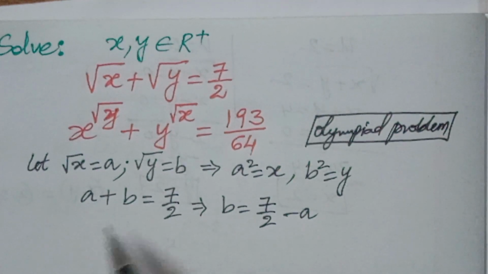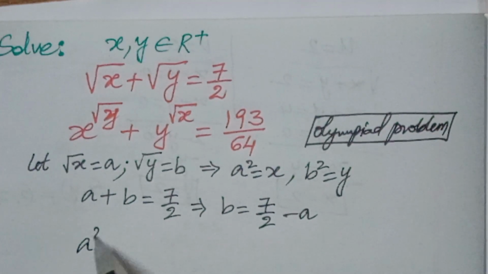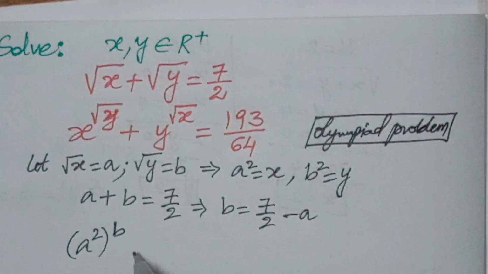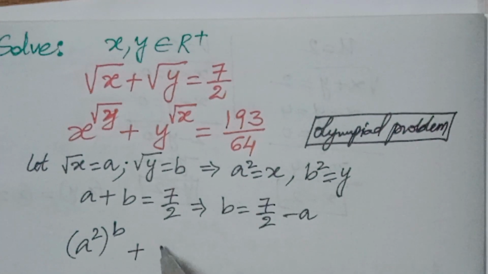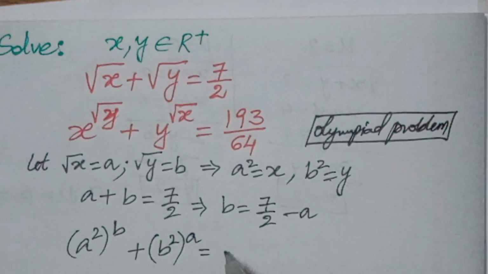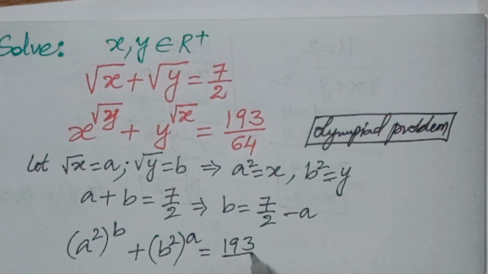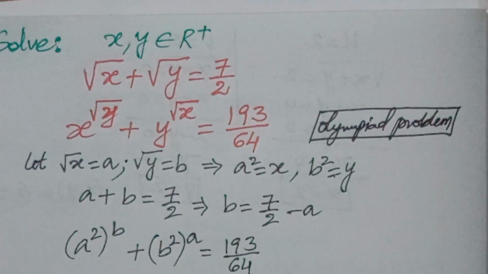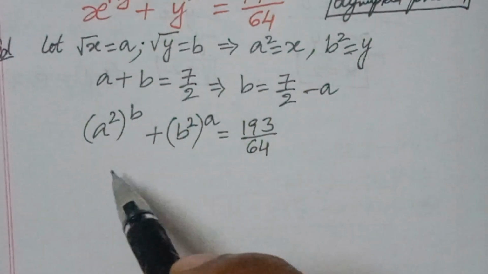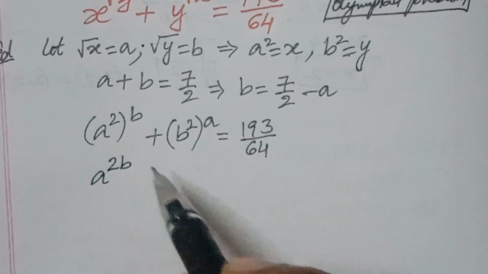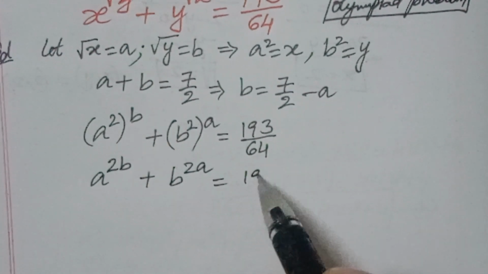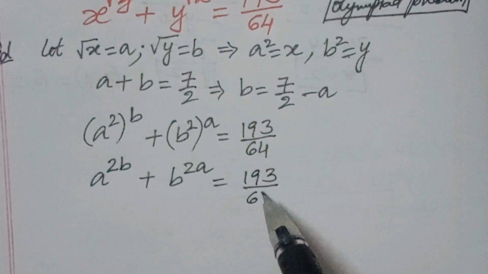The second equation: x means a square, whole to the power of b, since root y is b, plus y means b square, whole to the power of a, since root x is a, is equal to 193 by 64. So this is the second equation. What you'll get in the second equation is a to the power of 2b plus b to the power of 2a is equal to 193 by 64.